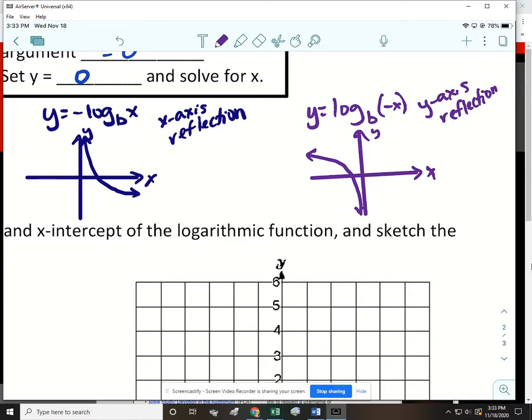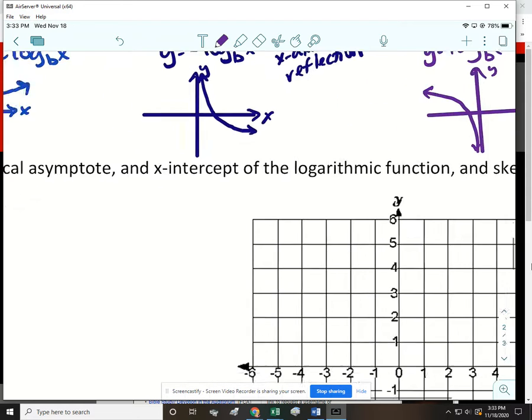All right, so we're going to do a couple of examples for example 7, and we're going to find the domain, the vertical asymptote, the x-intercept, and then we're going to do just a little sketch. We just need to know the basic shape, and then we can do the sketch.